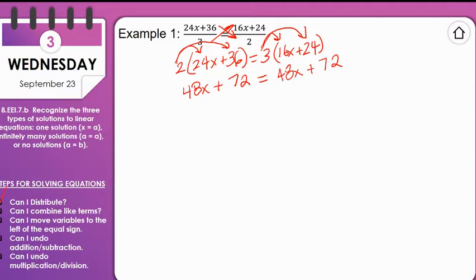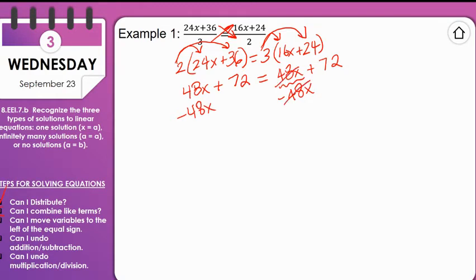So I've been able to distribute. Can I combine like terms? No, I have 48x plus 72. Those are not like terms. Now it says, can I move variables to the left of the equal sign? The variable term that I have here is 48x. It is positive. To move it to the left, I subtract. Since it's positive, I subtract. Subtraction is the inverse of addition. So minus 48x, minus 48x.